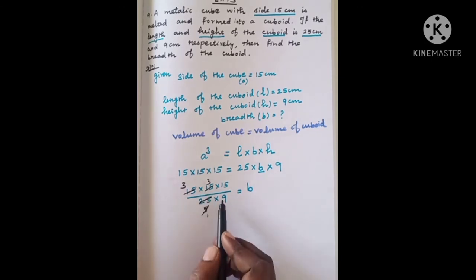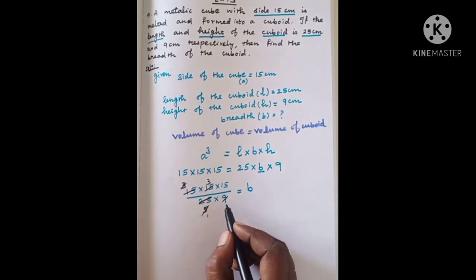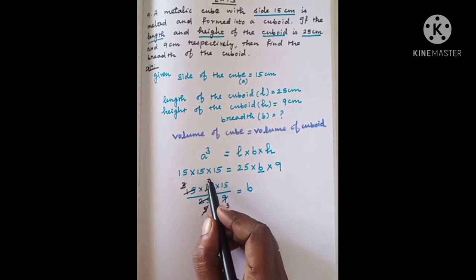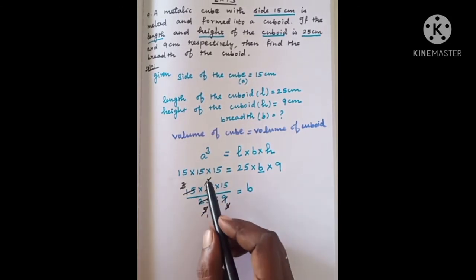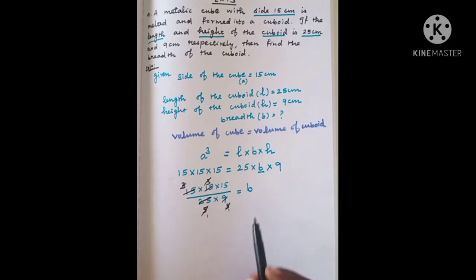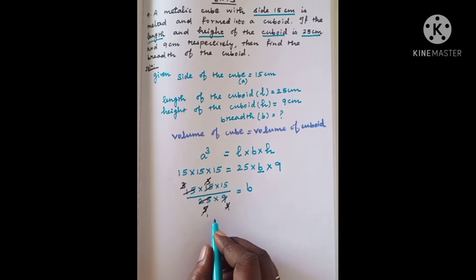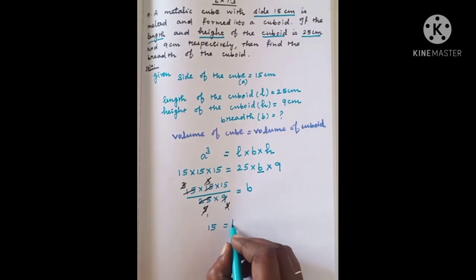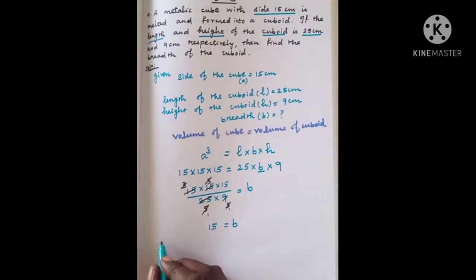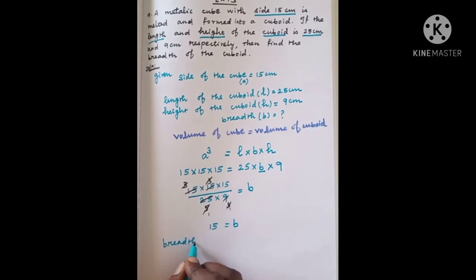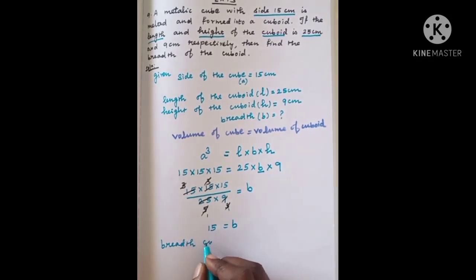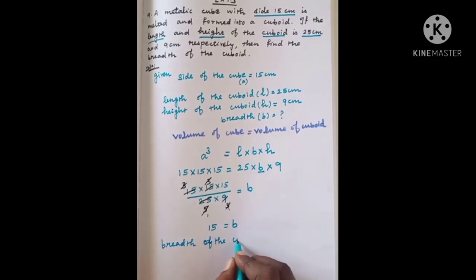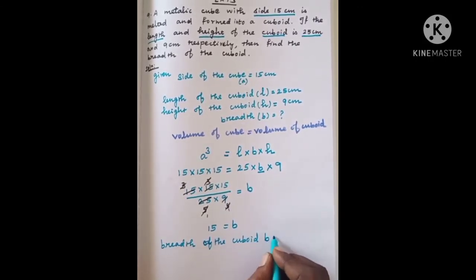We can cancel this 9 by 3. So 1 3s are 3. Here 3 3s are 9. We can cancel the numerator and the denominator. 3 1s are 3. Here also 3 1s are 3. Therefore the breadth B is given as, in the numerator we have 15 and the denominator we have 1. So the breadth of the cuboid B is equal to 15 centimeter. This is the final answer for the 9th problem.